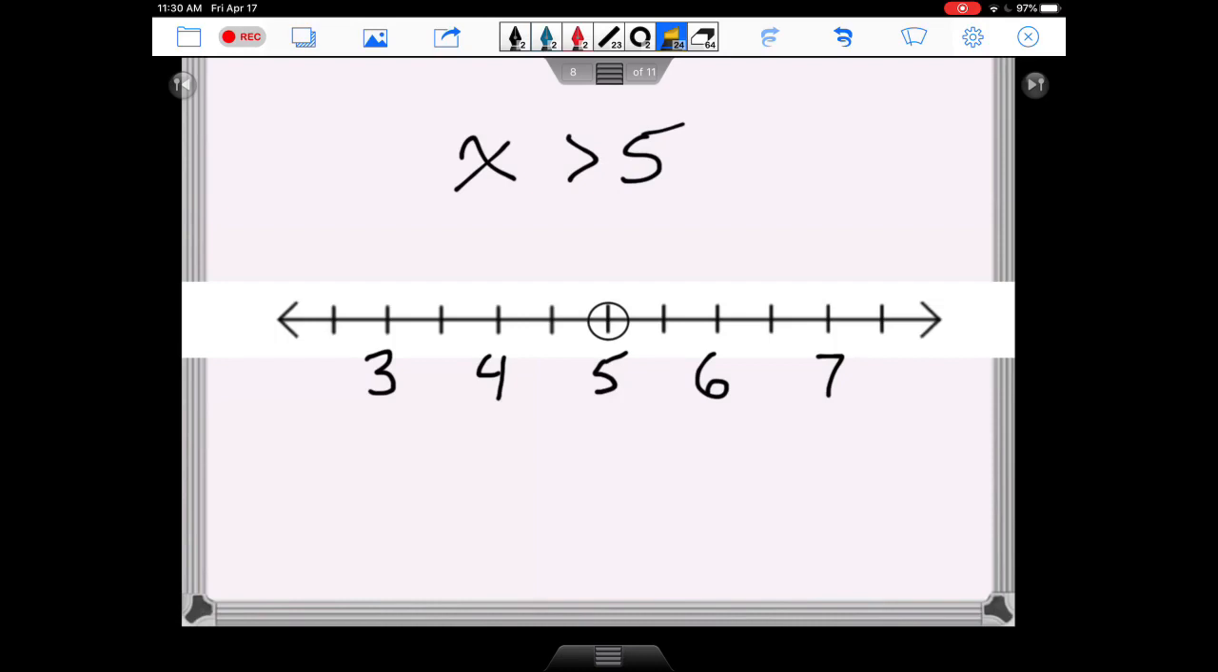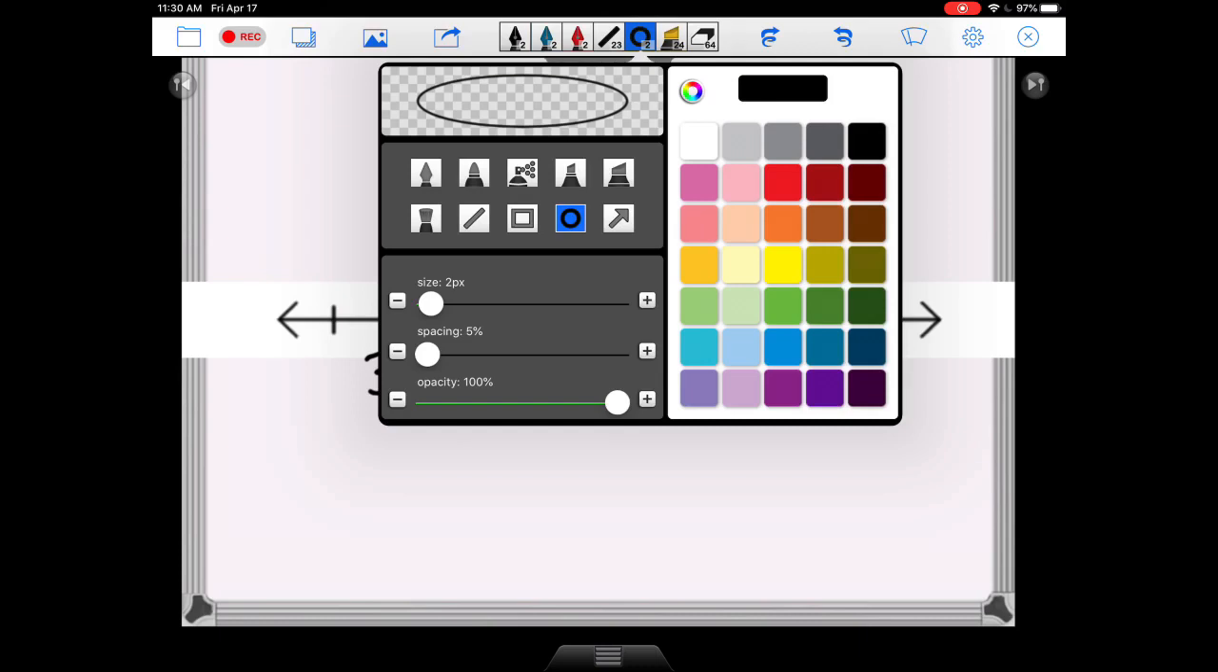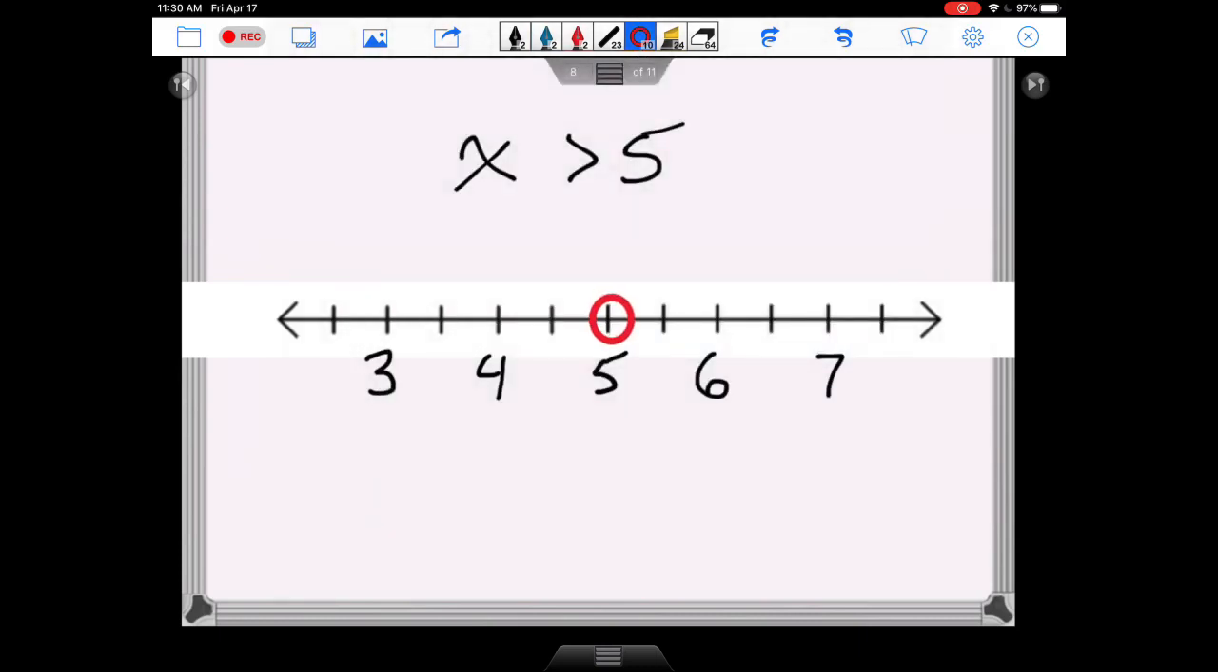But now my inequality said x is greater than 5. Let me change colors. Okay. So we have x is greater than 5. We need to shade in the direction of everything bigger than 5. That would be over here, the 6, the 7, and so on and so forth. That's how we graph it. We put a circle at the number, and then we shade in the proper direction. Just make sure you have the right circle. Should it be open or closed?